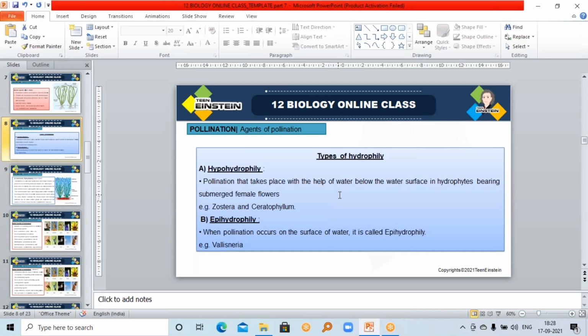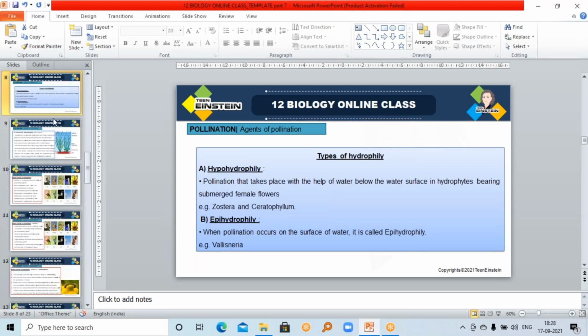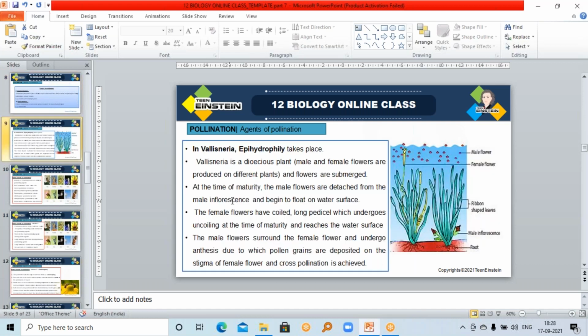The next type of hydrophily is epihydrophily. Epihydrophily means the pollination is taking place on the surface of water. Example is Vallisneria. Vallisneria is an epihydrophilous plant. Clear?